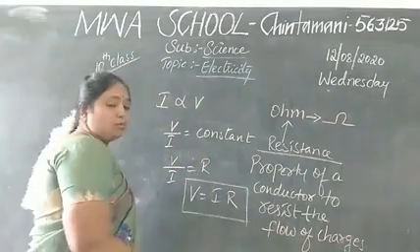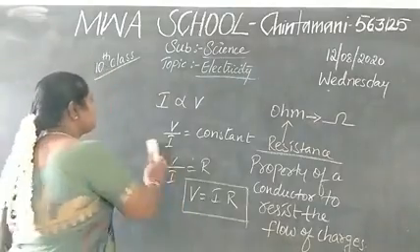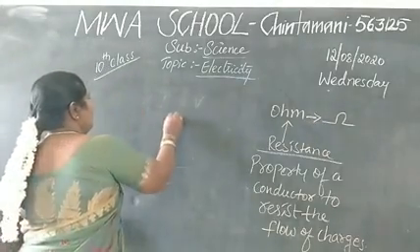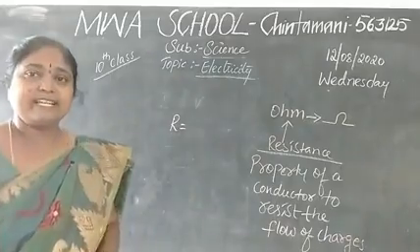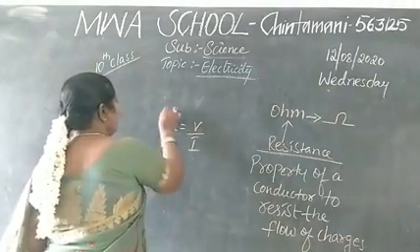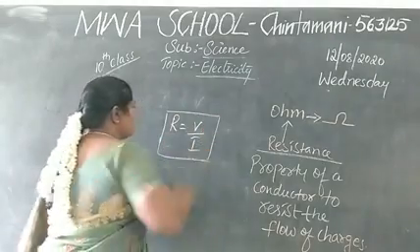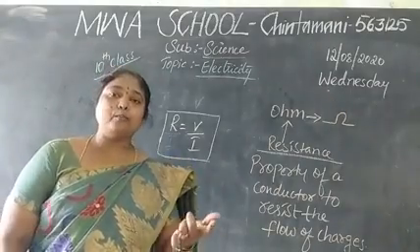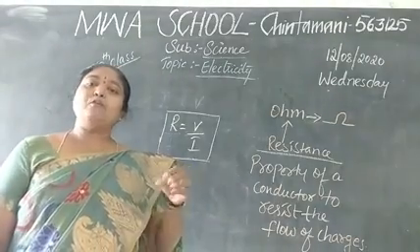So now, what do you mean by R, children? R is the resistance. So R is equal to V by I. R is equal to V by I. Then what do you mean by 1 ohm?